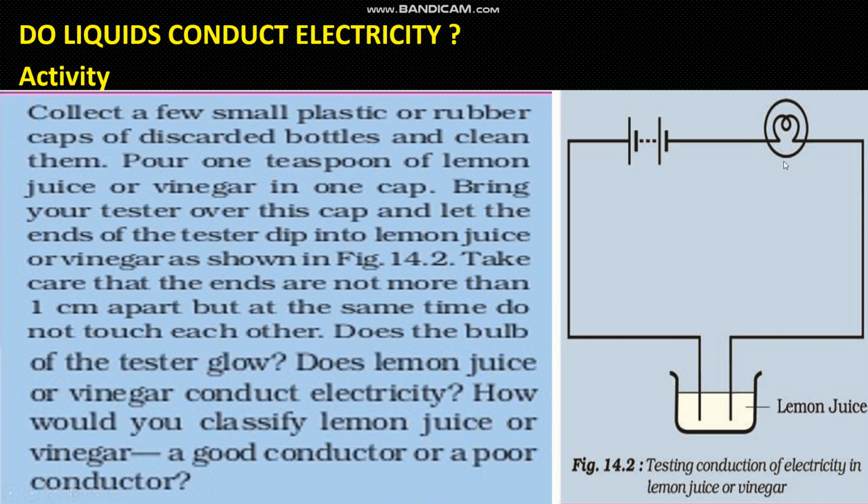Our tester has the components: one cell, this is the symbolic representation of the cell, and this is a bulb, the symbolic representation of the bulb. And the free ends of the tester are dipping in the lemon juice.